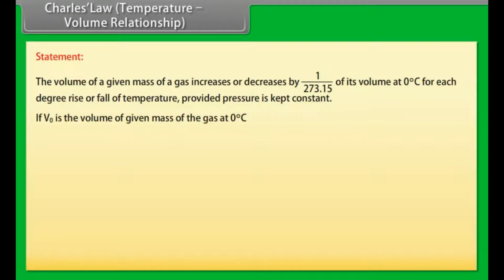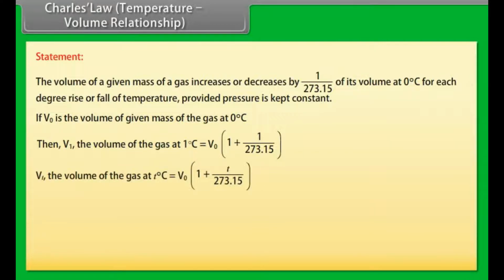If V0 is the volume of a given mass of a gas at 0 degrees Celsius, then V1, the volume of the gas at 1 degree Celsius, is equal to V0 into 1 plus 1 by 273.15. Vt, the volume of gas at t degrees Celsius, is equal to V0 into 1 plus t by 273.15.